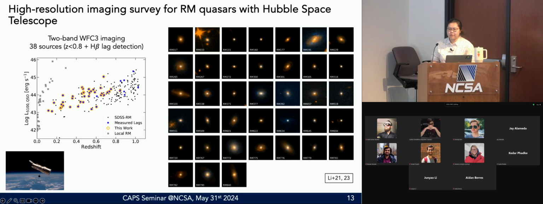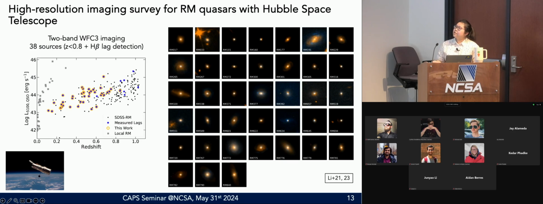As part of my thesis work, I led an HST imaging survey using the Hubble Space Telescope to do high resolution imaging for about 38 quasars from redshift 0.1 to 0.8. This is part of the SDSS-RM survey, which I will talk a little more about later. But the most important thing about this sample is that this is the only sample with direct RM-based black hole mass beyond the local universe, say redshift of 0.3. And so this sample is carefully selected and can be calibrated for selection effects properly.